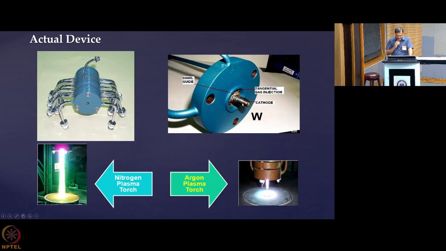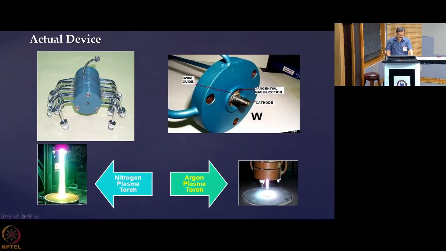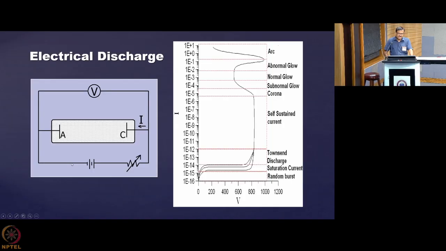Depending on the gas, as you have seen, the plasma jet length, temperature, and instability behavior all vary. Here you are seeing visibly a nitrogen plasma jet and an argon plasma jet. You can see the differences in their features. So arc plasma devices, how they operate, and how they look, just to give you an idea, I have shown it over here. This is air plasma and this is argon plasma, and over here this is the nitrogen plasma.